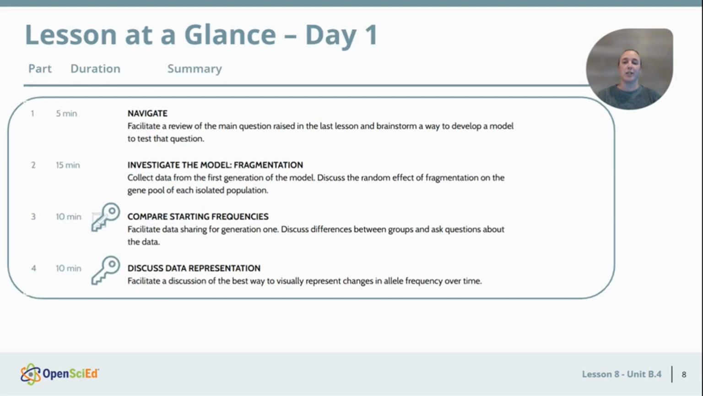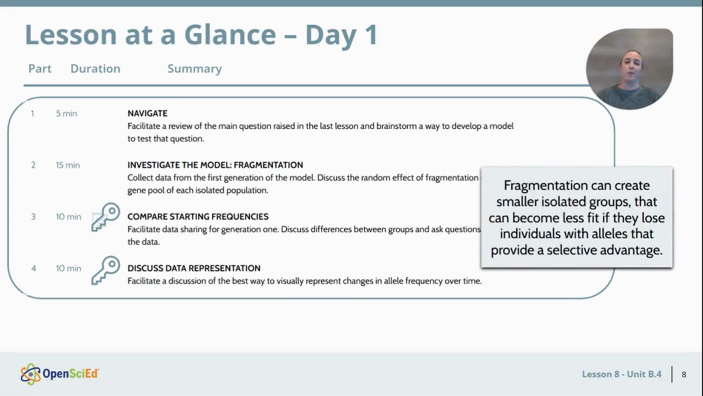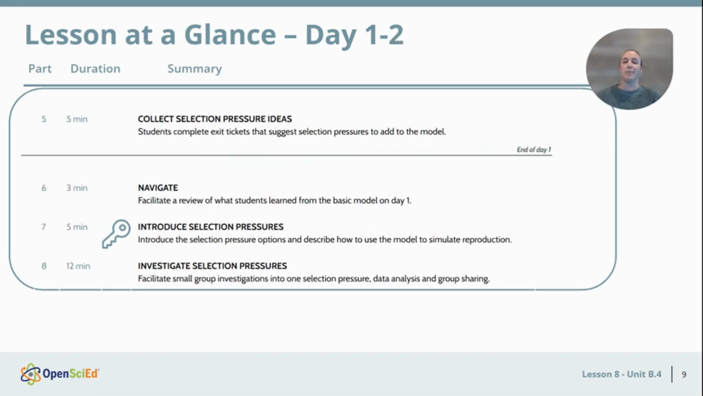The first lesson chunk is explored on day 1. In this lesson chunk, students are introduced to a hands-on activity to explain how the Florida panthers' fitness levels lowered after fragmentation of the population. After a hands-on investigation using pony beads and discussion, we figure out that fragmentation can create smaller isolated groups and that these fragmented groups can become less fit if they lose individuals with alleles that provide a selective advantage. This leads us to our next sense-making loop when we introduce selective pressures into our pony bead model.